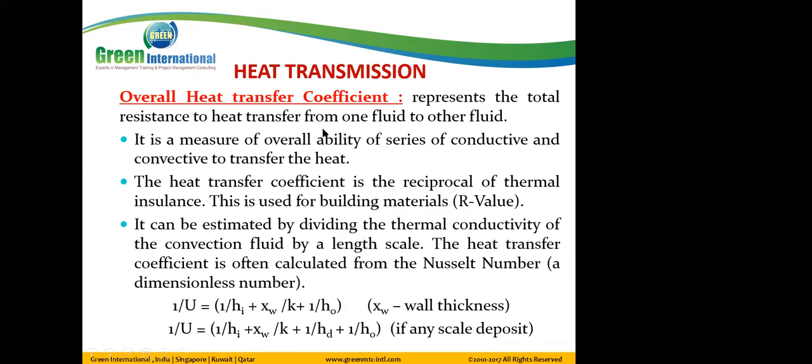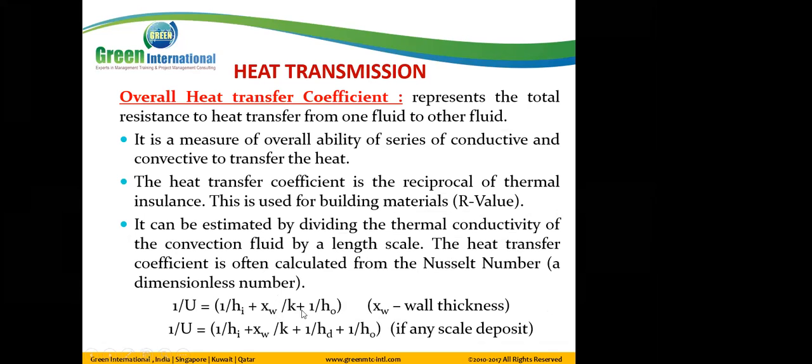Then the overall heat transfer coefficient, which is U, is equal to 1 by hi plus xw by k plus 1 by h naught. Here i is the inside surface, from inside to the surface. This is in the plate, or in the thickness of the wall. xw is the wall thickness and k is the thermal conductivity. This is the outer surface, 1 by h naught.